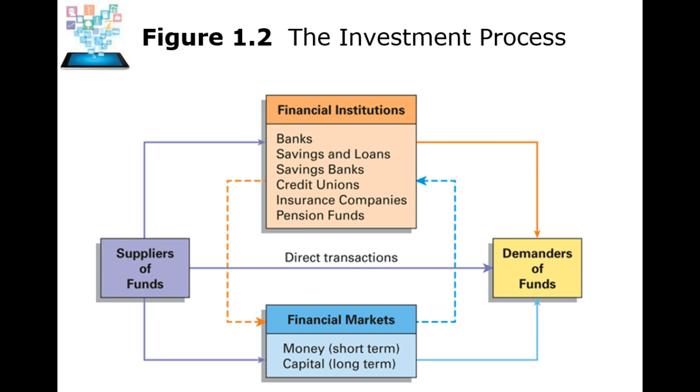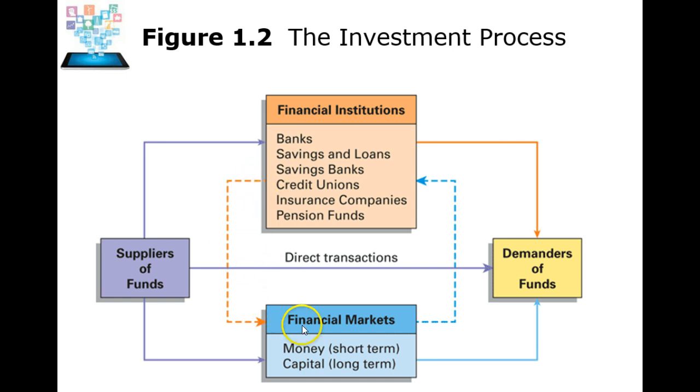Okay, and this is a graphic of how we're the suppliers of funds. Over here, we're the suppliers of funds, and we bring our money to the financial institutions: the banks, the savings and loans, investment companies, pension funds, 401k plans. They take our money and move it to the demanders of funds, who are going to be the government and businesses.